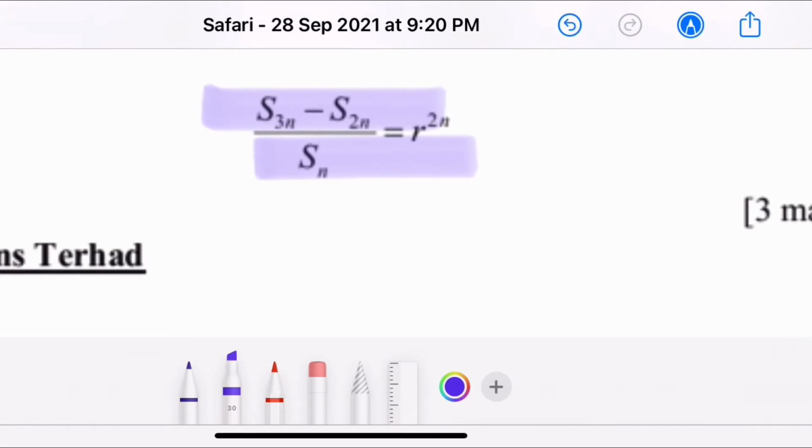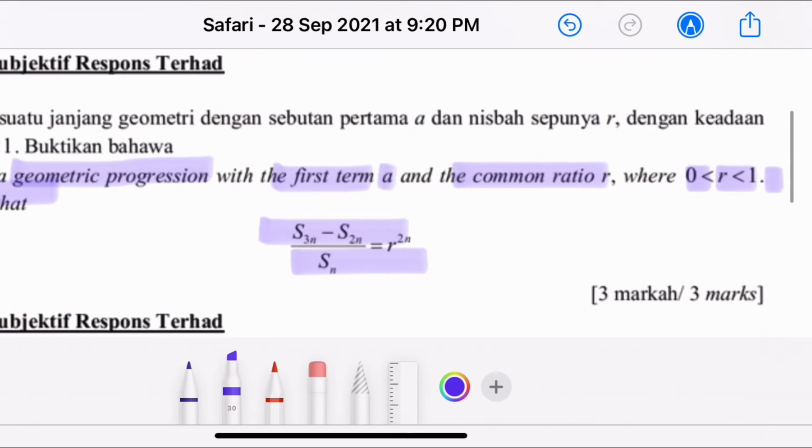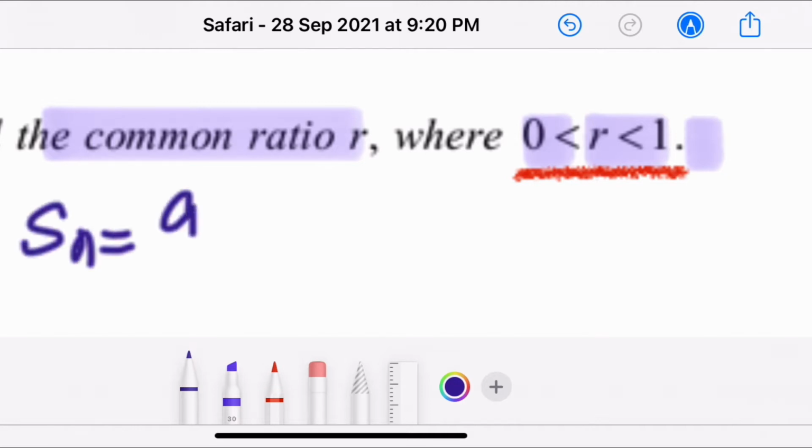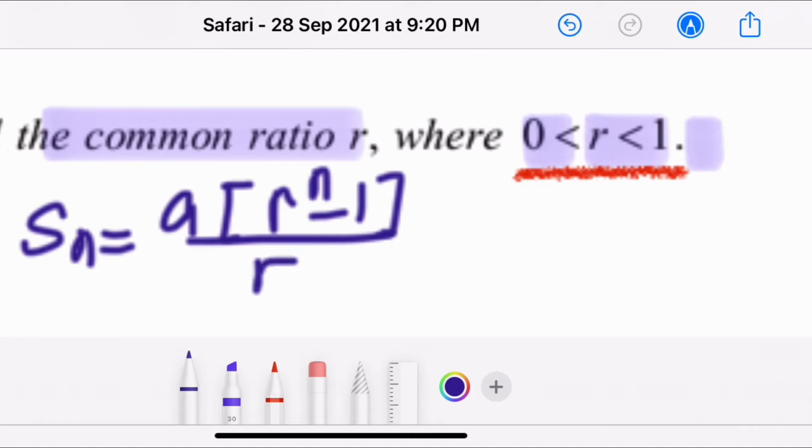The sum of the first 3n minus the sum of the first 2n over Sn is equal to r^2n. Bear in mind that the r here is very important. r is between 0 and 1 means r is less than 1. So we have two formulas to use. Sn equal to a, if r is more than 1, we will choose r^n minus 1 over r minus 1. This is meant for r more than 1.